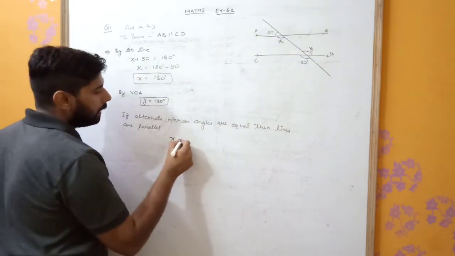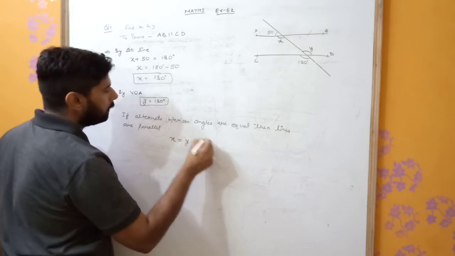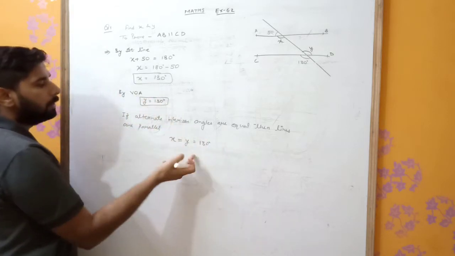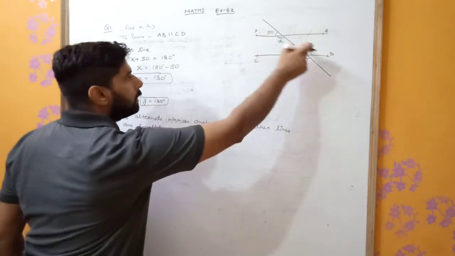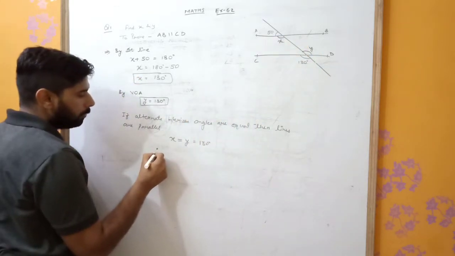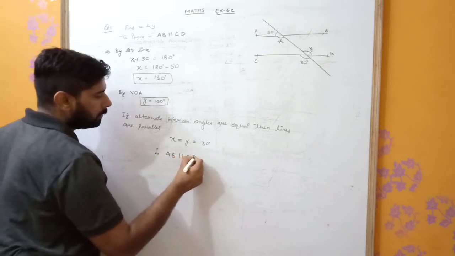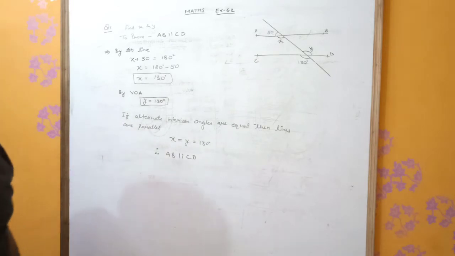So as X is equals to Y equals to 130 degree, both X and Y are 130 degree. If X and Y are both 130 degree and both are equal, that means therefore AB parallel to CD. Hence proved. Take a screenshot. Come on the next one.